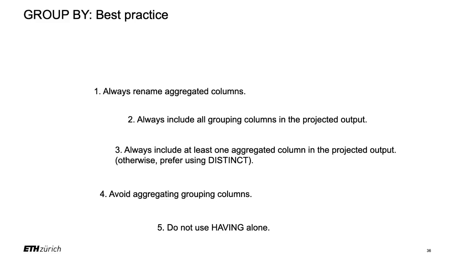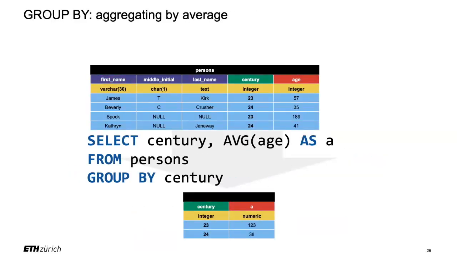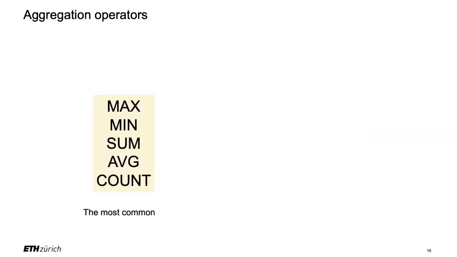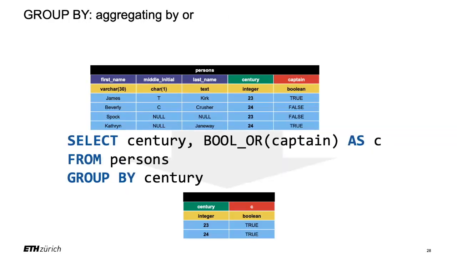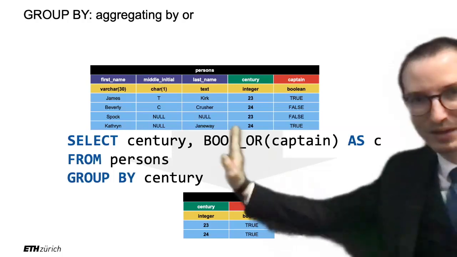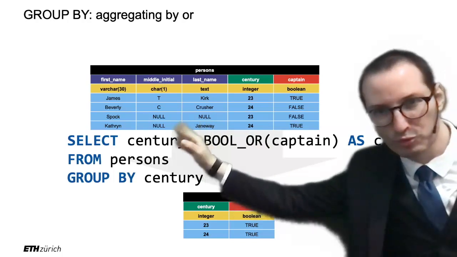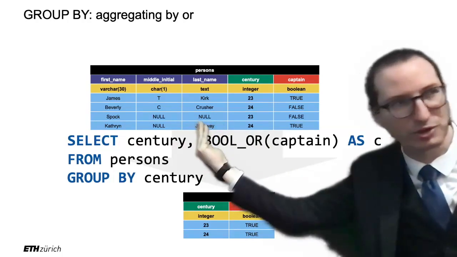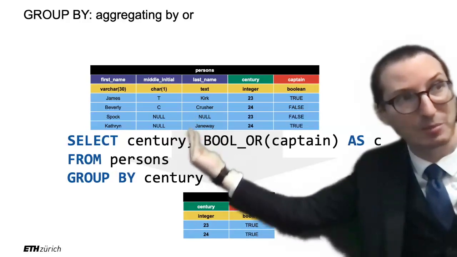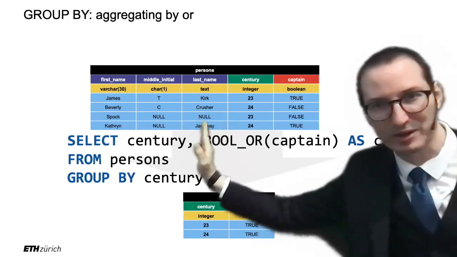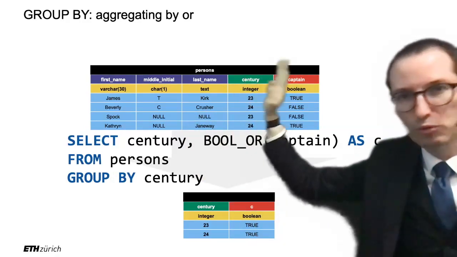It's clear. The fourth one, avoid aggregating grouping columns. Well, again, that's common sense. That's what I told you earlier. Whenever we have a group by, we have a very strict separation in here. There is a wall. We have the grouping keys on the left. We have the aggregation on the right. Do not mix them up. Always strictly separate.